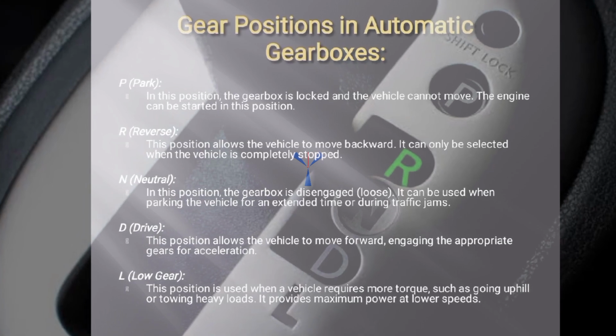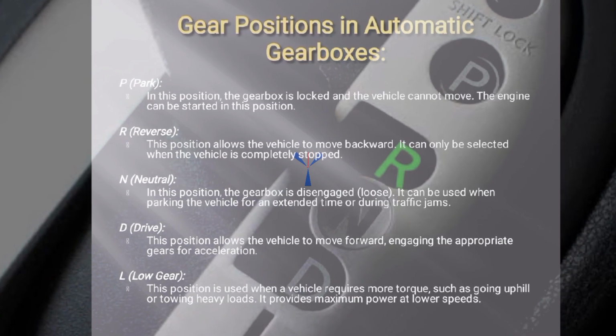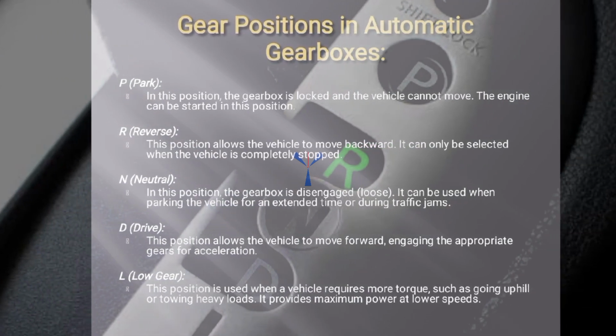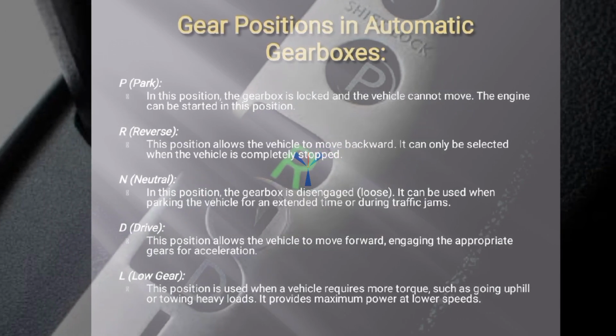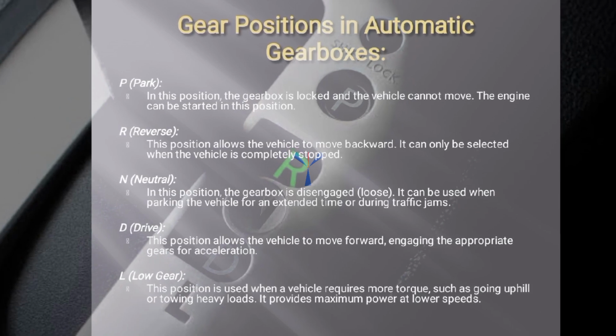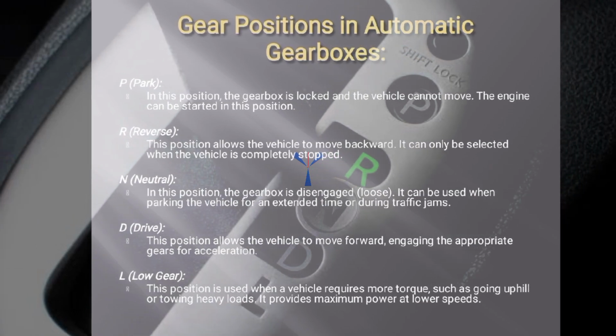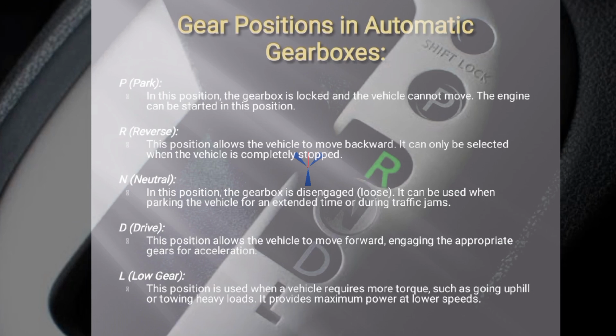The third is the letter N, which stands for neutral. In this position, the gearbox is disengaged, or in other words, we can say it is disconnected from the clutch. So it can be used when parking the vehicle for an extended time or during traffic jams.